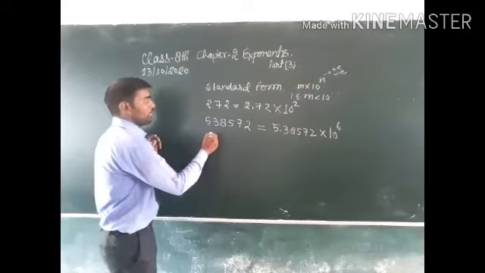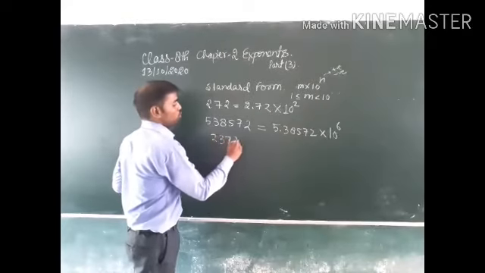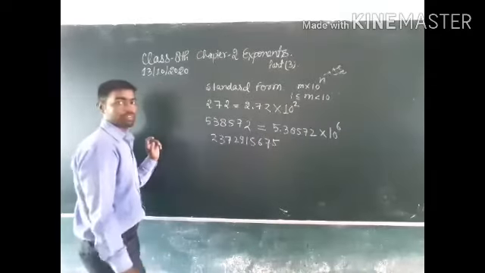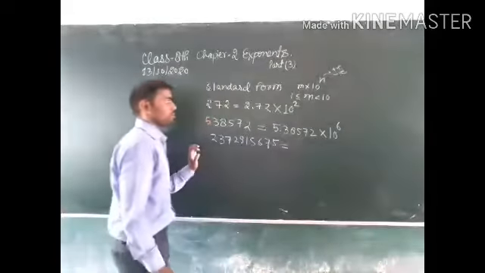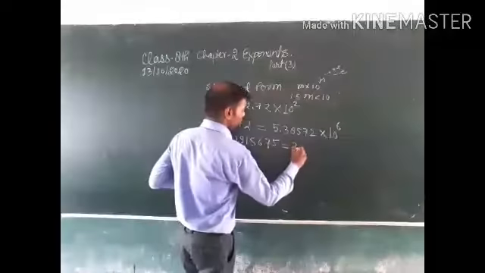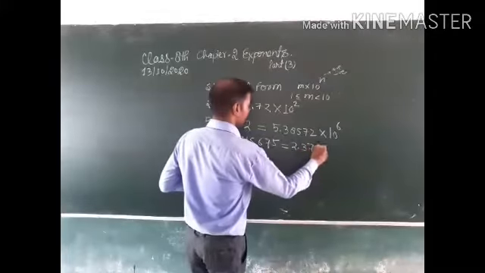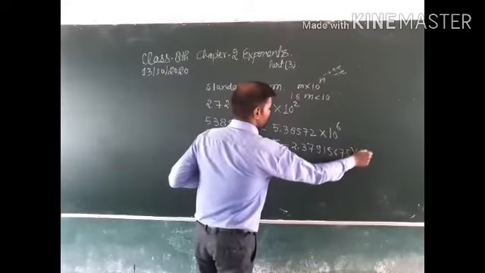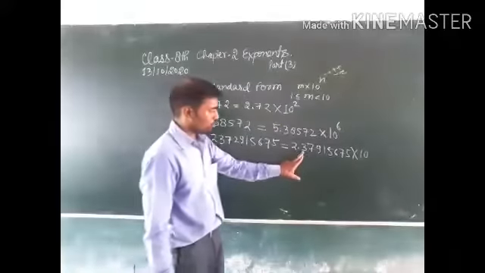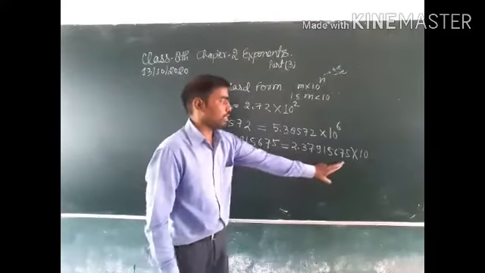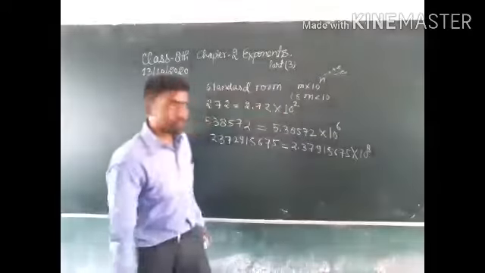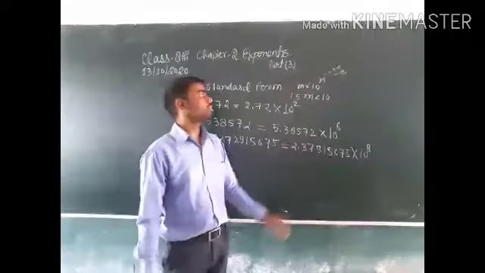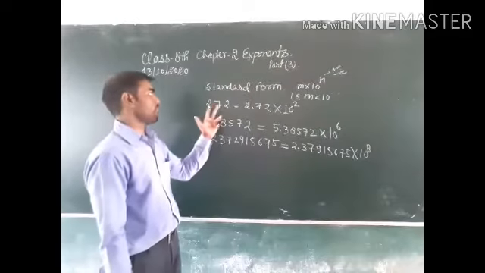Now take another example. 2372915675. What is the standard form of this given number? So first of all, 2.372915675 into 10 to the power. Count the places. This is 1, 2, 3, 4, 5, 6, 7, 8, 9. So this is the formation of the standard form. How can we write the standard form of a given number?